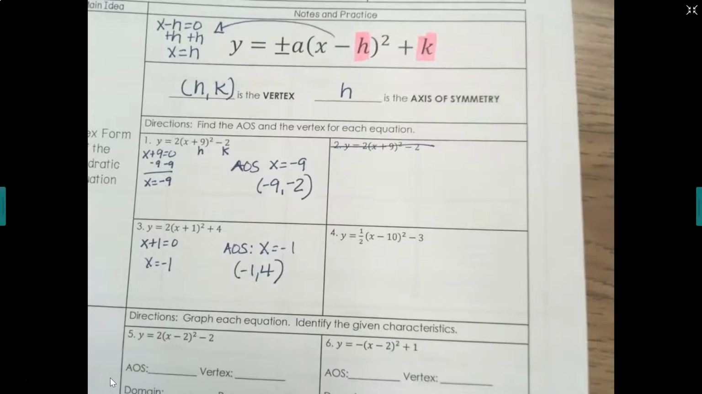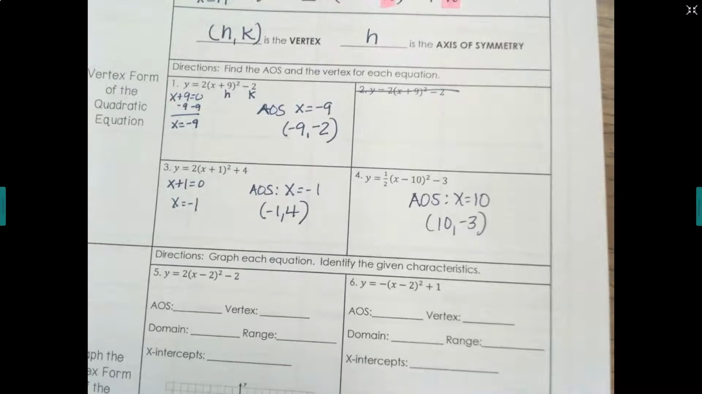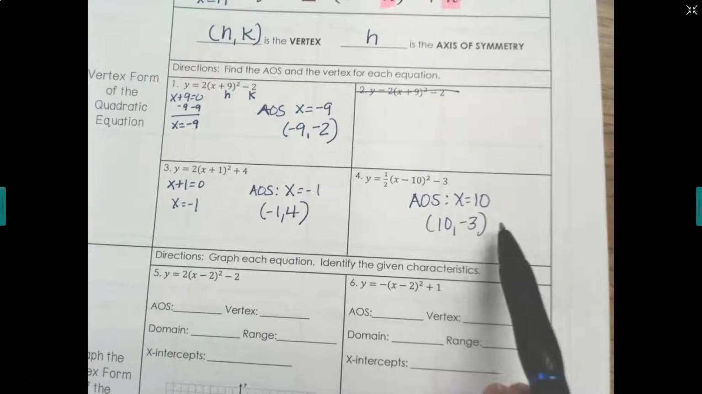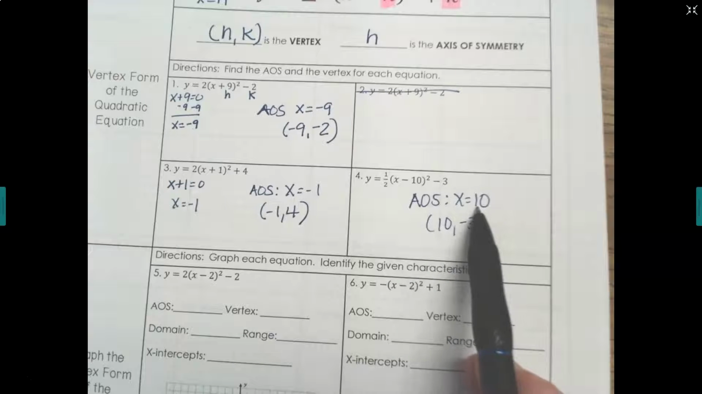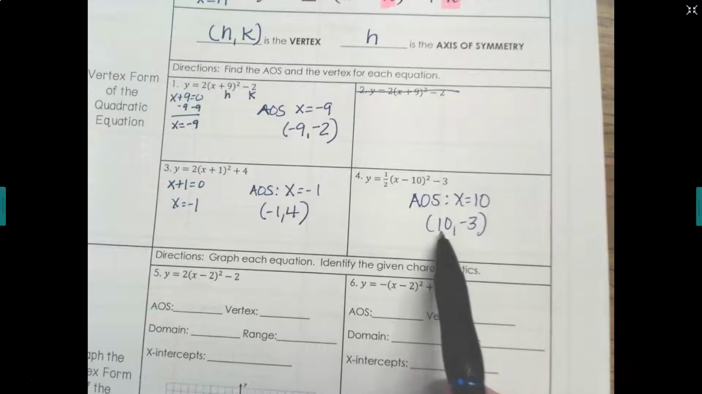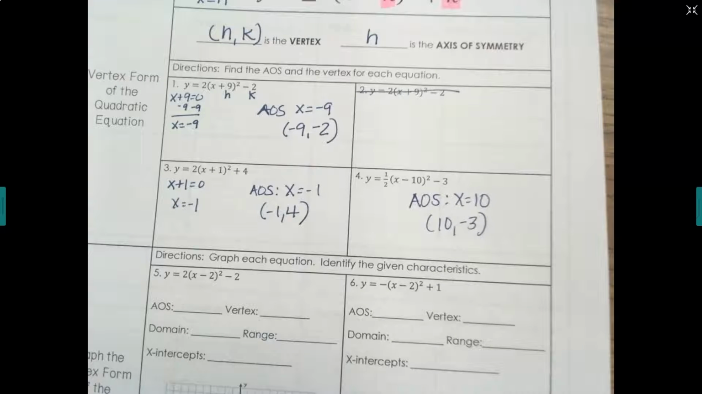One last one. Go ahead and pause the video and try it all on your own and come back to see how you did. So I got an axis of symmetry of 10, because when I solve this, it's negative here. That means when I solve it, it's going to be positive. And then I reuse that number. That is the x value of my vertex. And the number right off the end, that's the k value. That's the y value of your vertex.